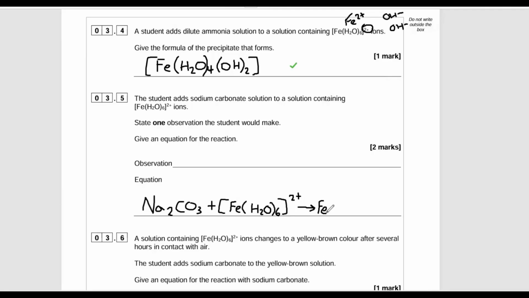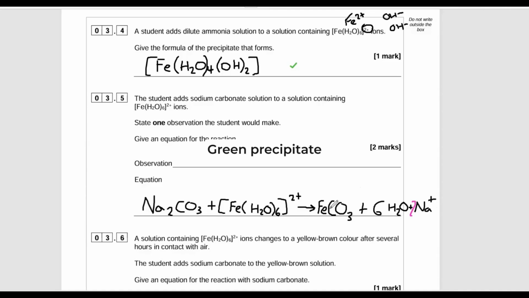And we don't get any fizzing here. We don't get carbon dioxide released. We're going to get FeCO3, so iron carbonate, and we're going to get 6 water molecules released. So there's no fizzing, no effervescence. We get some sodium ions as well. And the observation, well, we're going to get a precipitate, a pale green precipitate. So we're going to see a pale green precipitate.